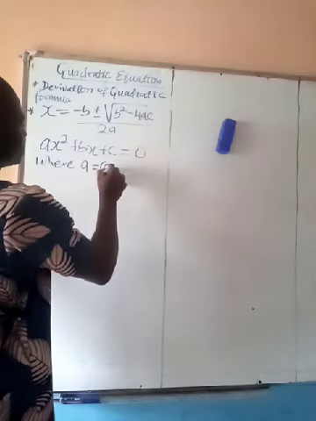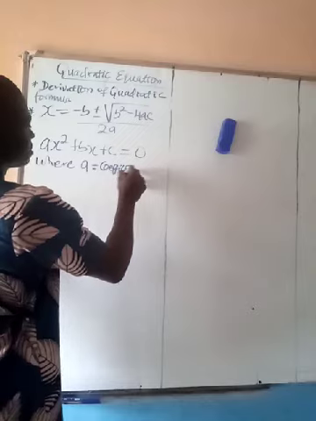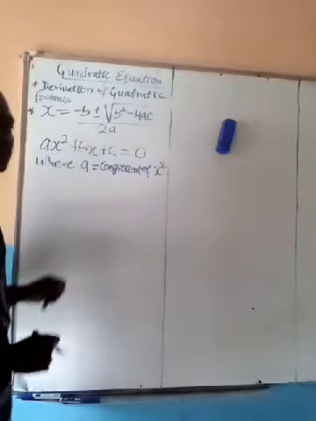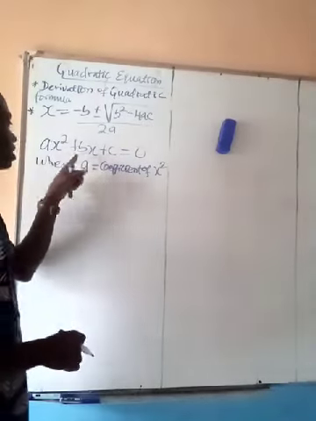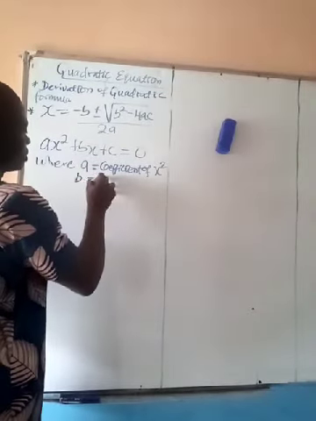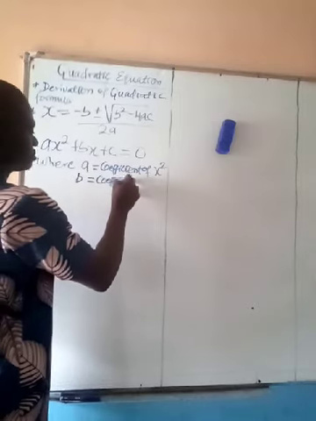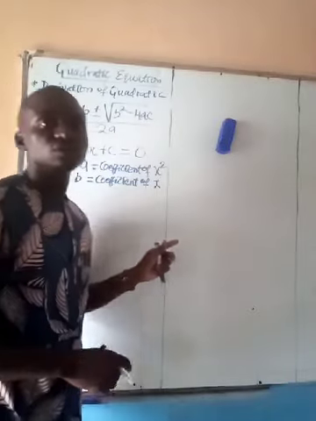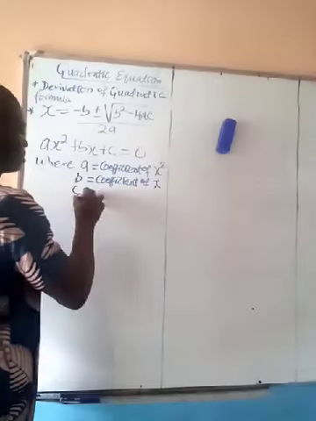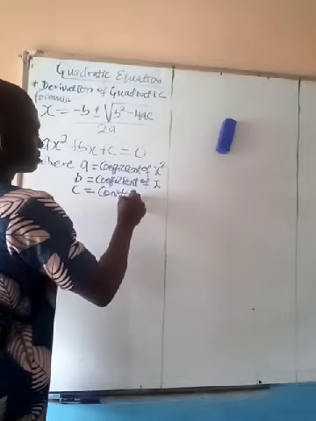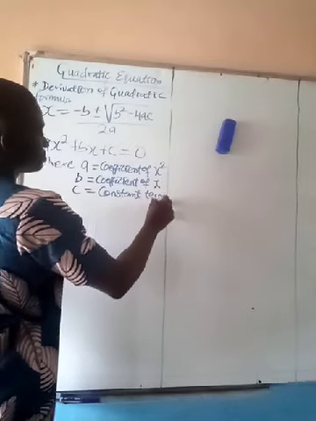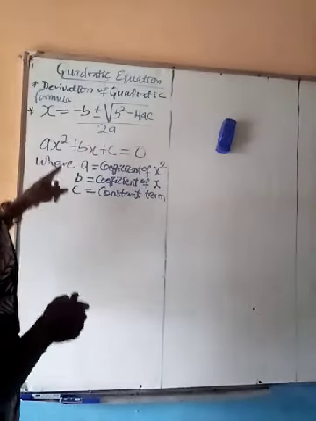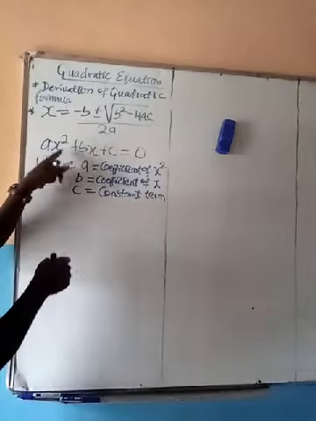Where a is equal to coefficient of x squared. That is the number beside this x squared. A is the coefficient of x squared. B is the coefficient of x, or you say coefficient of the middle term. And c is the constant term.